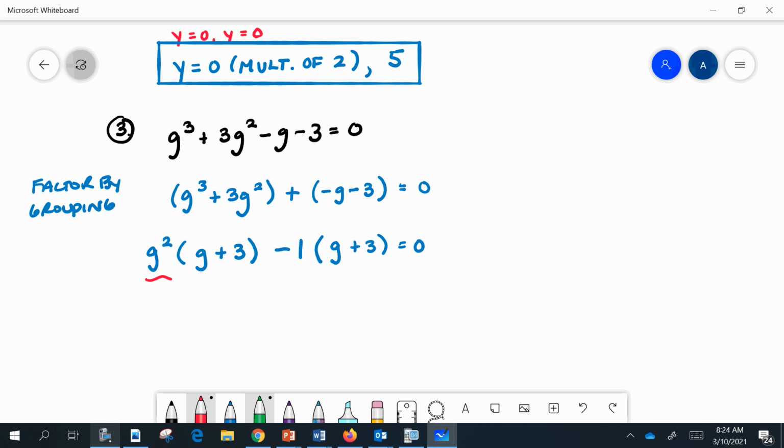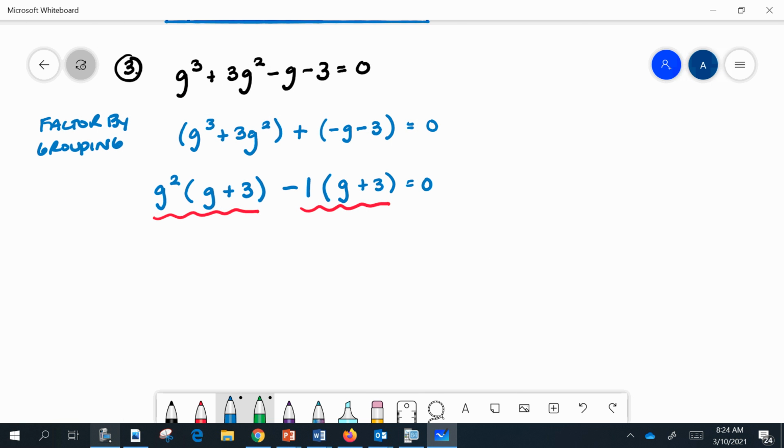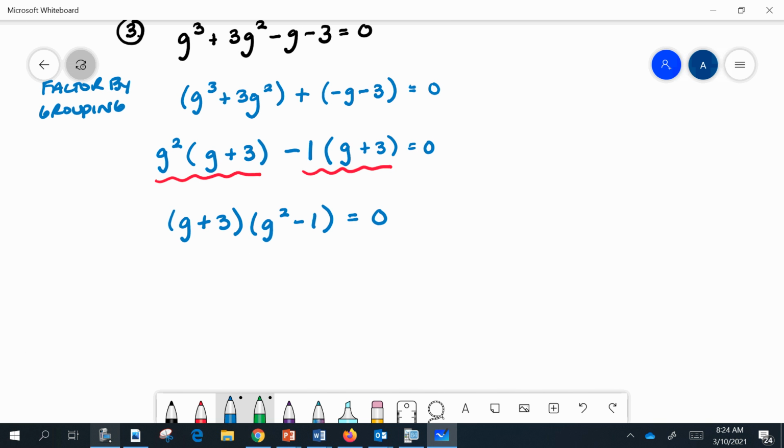And now when I look at my 2 groups, I have this group and this group, what do both of those groups have in common? And we can factor out a common g plus 3 with the 2 outside pieces, g squared minus 1, left over. Okay? Well, now is where we need to decide if we want to factor more. It is possible for you to right now take your 2 factors and set them equal to 0, because we know how to solve for an x squared or a g squared. But you might also recognize that this is the difference of 2 squares.